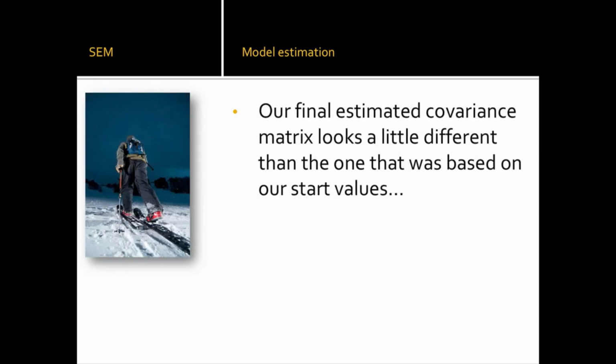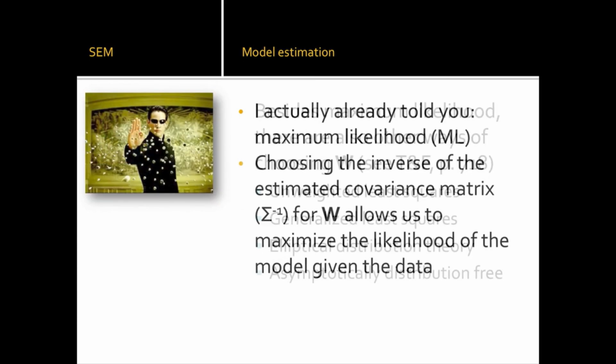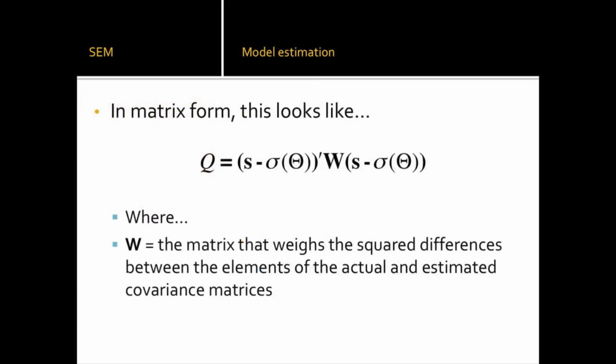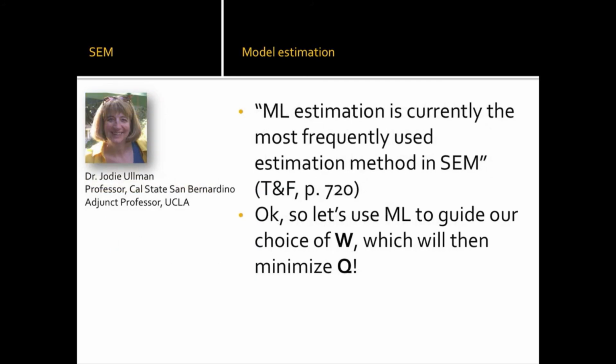Okay, so we chose maximum likelihood. What did we say? So let's use maximum likelihood to guide our choice of the weight matrix, which will then minimize Q. What was Q? Let me go back and look at Q. So many letters. Q was the transformed matrix here that is the transformed version of the S minus sigma. That's your differences between data and model covariance matrices. Okay. You guys tired yet? You can pause me. We'll get to the end here in a second.